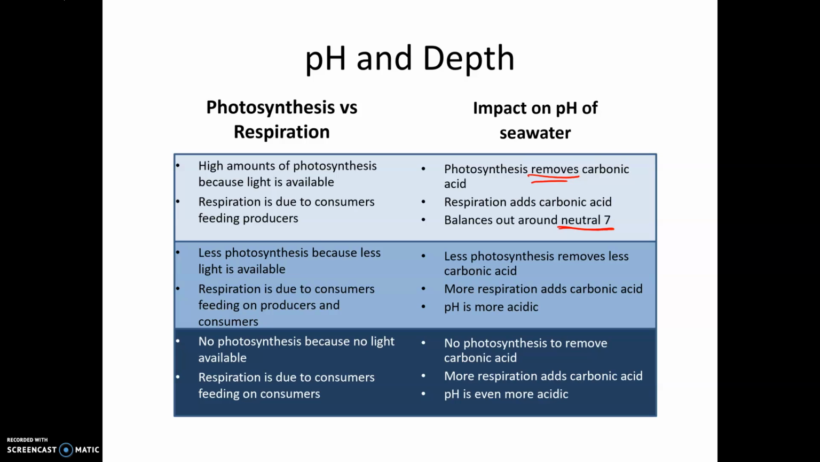So in our next level, we're going to see that there's less light available, so there's less photosynthesis that's happening. That means there's going to be more carbonic acid, and our pH is going to be more acidic. And then our bottom layer, our aphotic zone, our benthic zone, we're going to see no photosynthesis occurring, which means the pH is going to be even more acidic in these regions. So a lower pH, from 1 to 7, is more acidic. So I'd say probably here we'd have a 4 to 5 level, and then down here we can have maybe a 1 through 3.